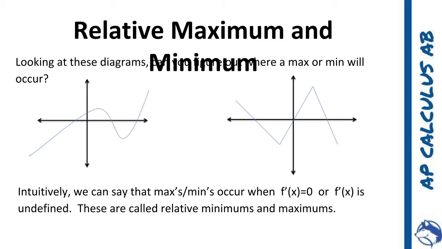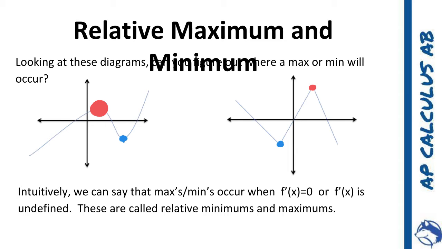So, relative maximum and minimum. Looking at these diagrams, can we figure out where a max and min will occur? Well, intuitively, what we're looking at is the places where it looks to be the highest. So these are going to be the areas of my maximums here. Those both look like maximums in the red. And the blues are going to look like minimums on both of these right here.